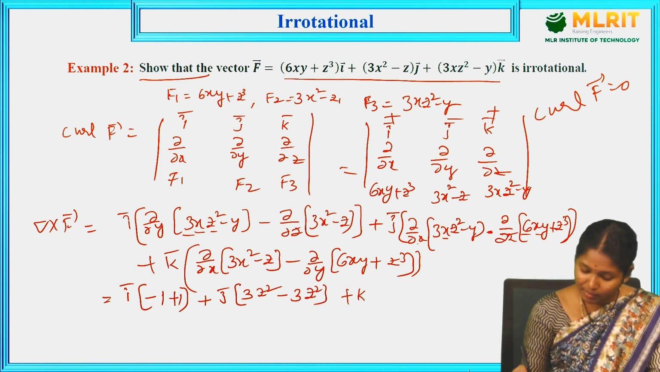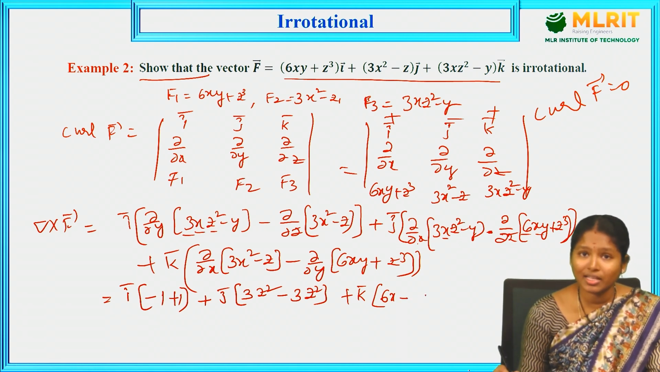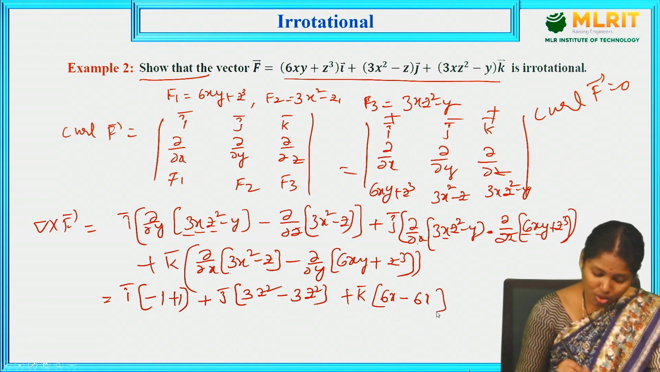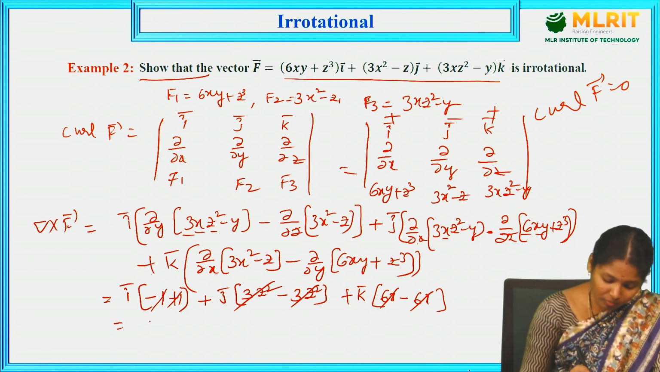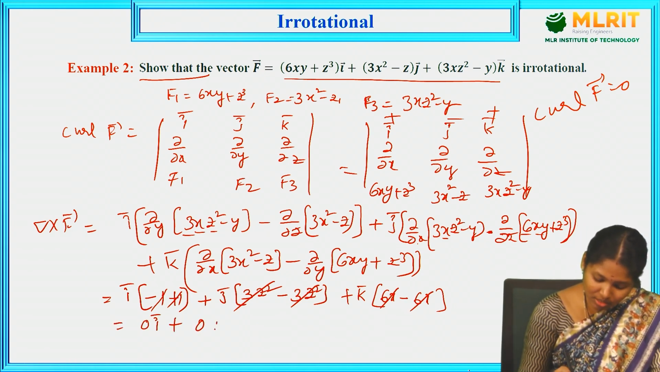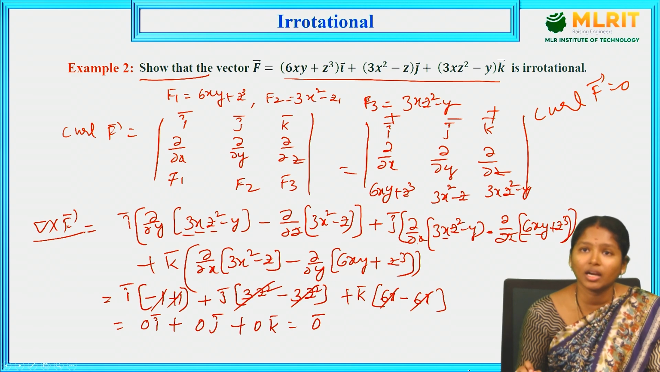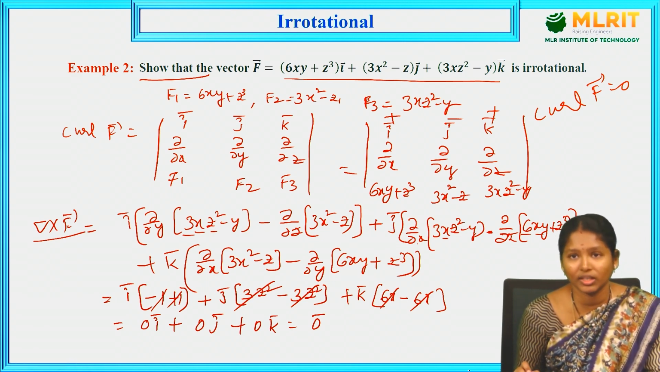Plus k bar: the derivative of 3x squared is 6x, z derivative is 0; minus 6xy, derivative with respect to y is 6x; z cubed derivative is 0. So minus 1 plus 1, 3z squared minus 3z squared, 6x minus 6x. All will be cancelled out and we will get 0 i bar plus 0 j bar plus 0 k bar, which we can write as 0 bar. So del cross f bar, meaning curl f bar, equals 0. So it means the given vector is irrotational.